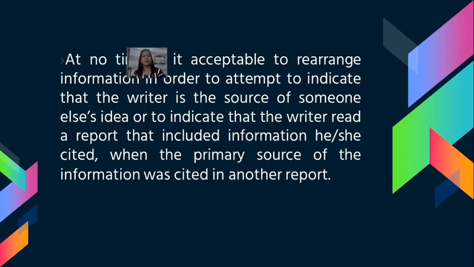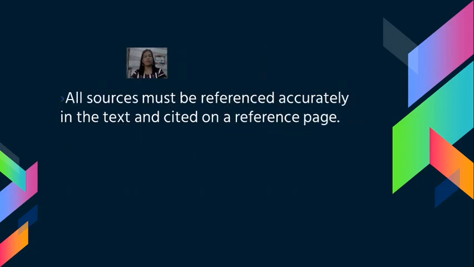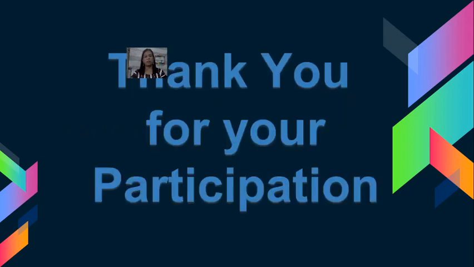At no time is it acceptable to rearrange information in order to indicate that the writer is the source of someone else's idea, or to indicate that the writer read a report that included information he or she cited when the primary source of the information was cited in another report. All sources must be referenced accurately in the text and cited on the reference page. So when you are asked to make a certain report, the resources where you get the information should be included in your reference page, right?